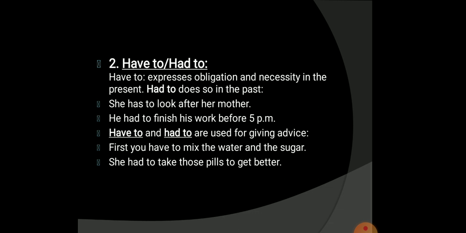She has to look after her mother. In this line, we can understand that there is no choice. Only she can look after her mother. This is the necessity. He had to finish his work before 5 pm. So this line is in the past. Here, the modal had to is used to express the past of the line.